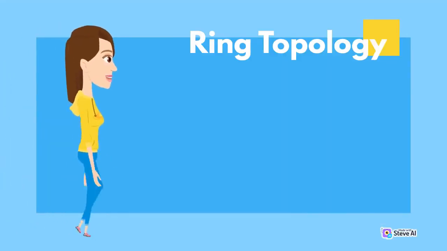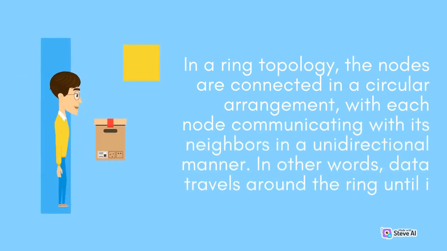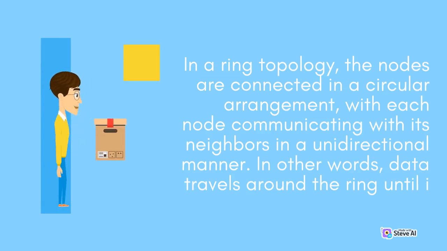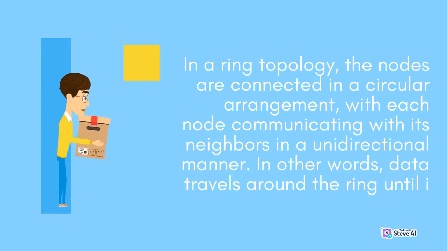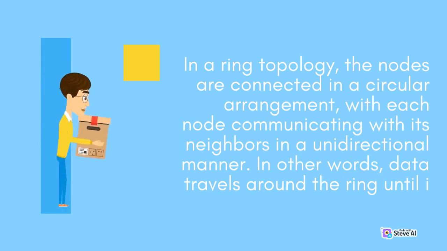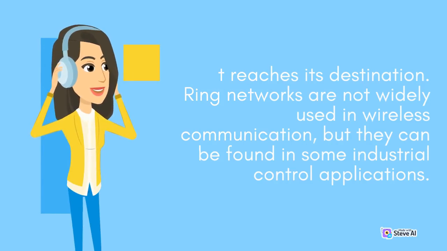Ring topology. In a ring topology, the nodes are connected in a circular arrangement, with each node communicating with its neighbors in a unidirectional manner. In other words, data travels around the ring until it reaches its destination. Ring networks are not widely used in wireless communication, but they can be found in some industrial control applications.